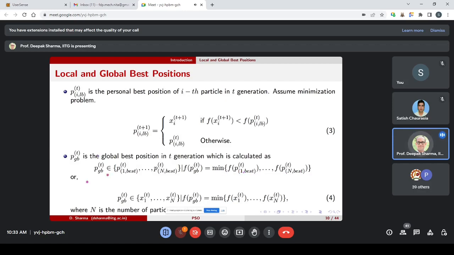In our discussion, we are comparing the fitness. However, when we talk about the local best or the global best, we always take a vector, the x vector.